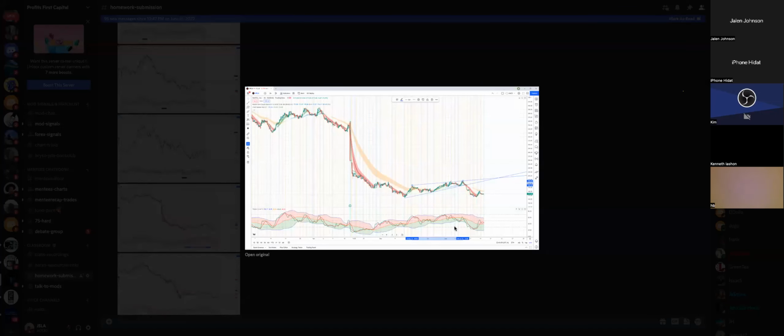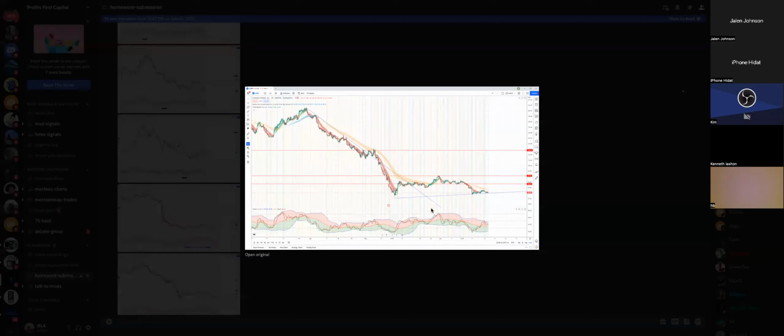Please don't do this, guys. Do not make trail lines like this, right? We want price to actually react. I've been seeing this as well too. Do not do this, right? Just because it looks like it's touching, this is not a trail line.